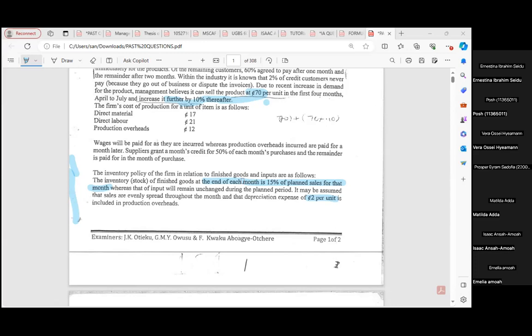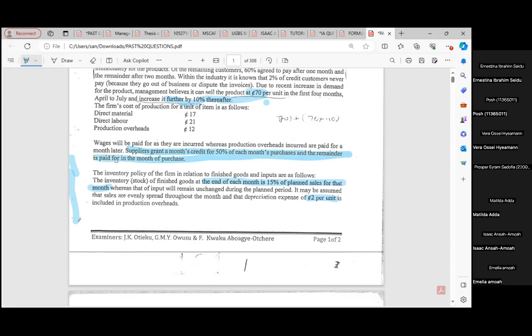Okay. So we're going to prepare the schedule of payment to suppliers, but let's take on the suppliers' policy. It says that suppliers grant a month's credit for 50% of each month's purchase, and the remainder is paid for in the month of purchase. This is straightforward, right?